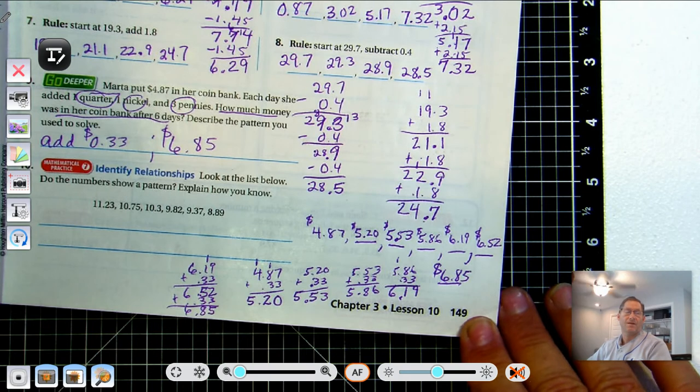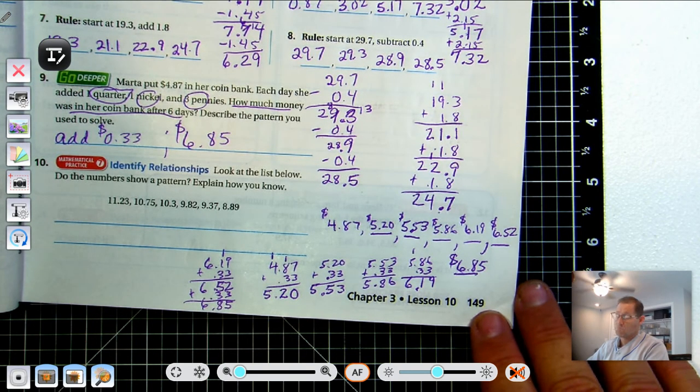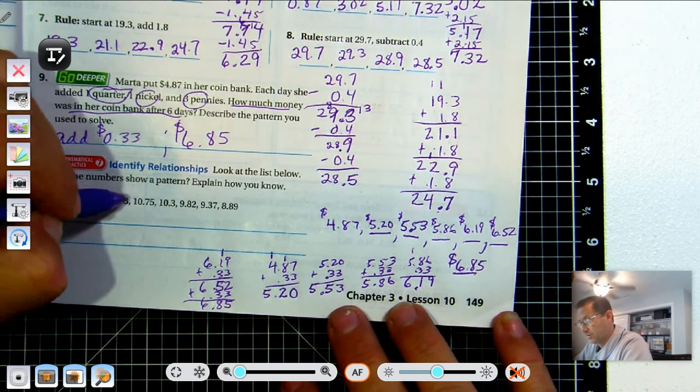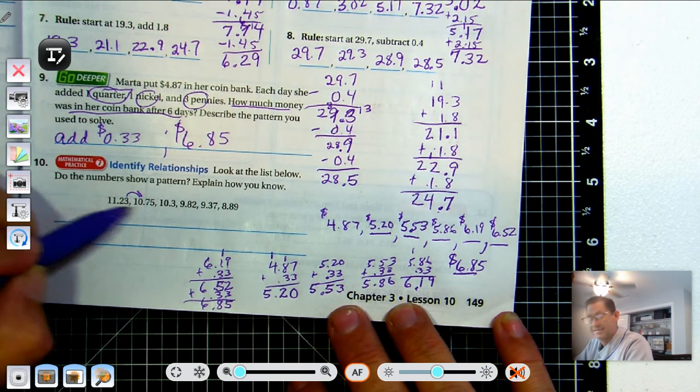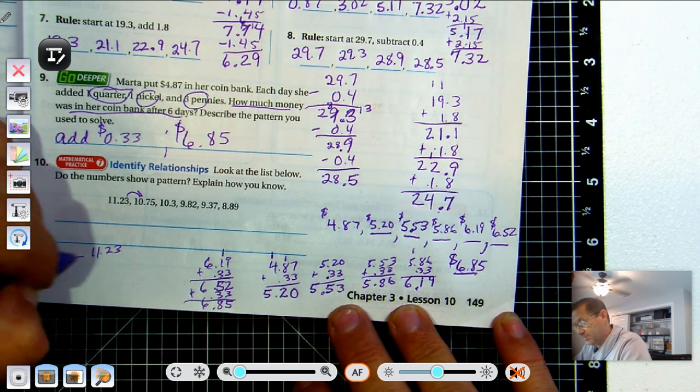Okay. Look at the list below for number 10. Do the numbers show a pattern? All right, well, let's see. So to go from here to here, it looks like it's getting smaller, right? So let's subtract to find out how much it's decreasing.